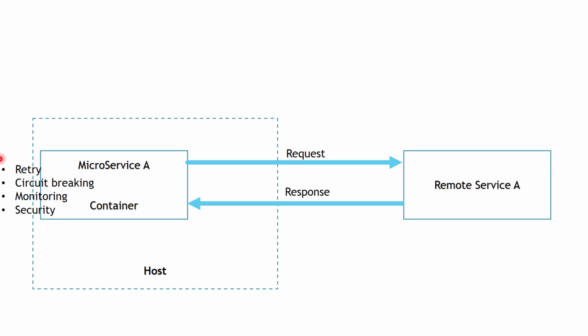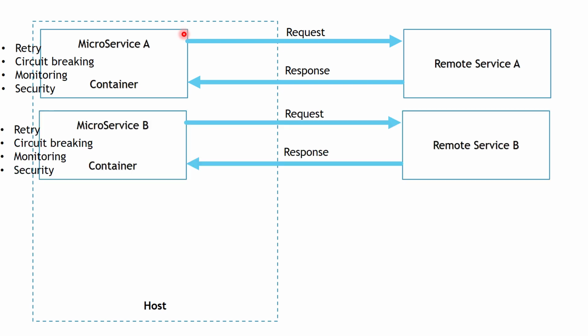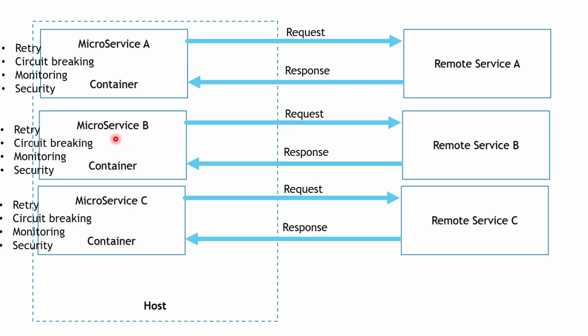And let's assume we have implemented all of these features directly into microservice A. In a microservices architecture, it's very common that you are going to have hundreds or even thousands of services in your system. And it's very likely that you are going to have more than one microservice that wants to call a remote service to get some results or to do a certain action.